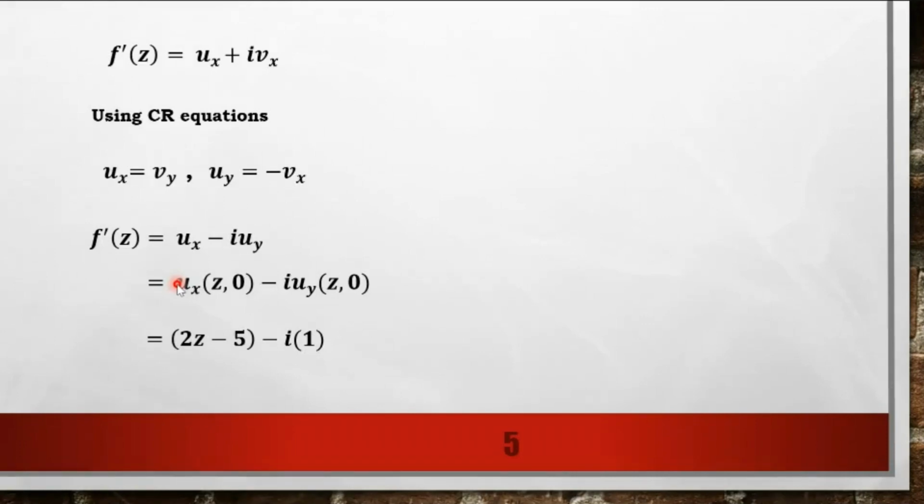Ux was 2z minus 5 and uy we got as 1. So substituting for ux and uy at the point (z, 0), we get 2z minus 5 minus i into 1 (in place of uy). So we have now f dash of z is equal to 2z minus 5 minus i.